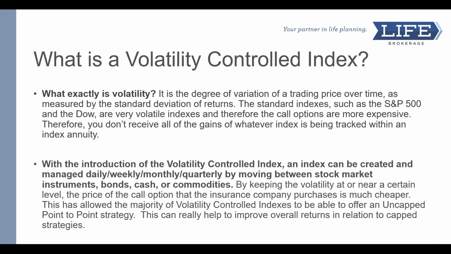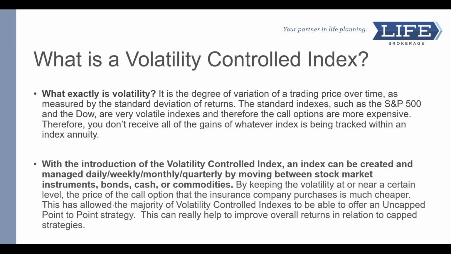So I promise to send these slides out, because there's a lot of misunderstanding about volatility control. Volatility is the degree of variation of a trading price over time, as measured by the standard deviation. So the S&P indices, like the S&P and the Dow, are very volatile indexes, and therefore call options are more expensive. Insurance companies can't possibly afford to give you 100% with unlimited potential in these options, and therefore they create a cap. So they buy at strike prices at lower cost, of say 9 or 10% of a cap, because those call options are less expensive.